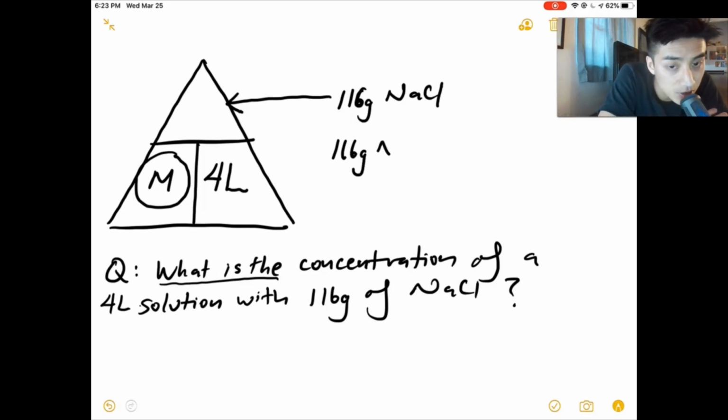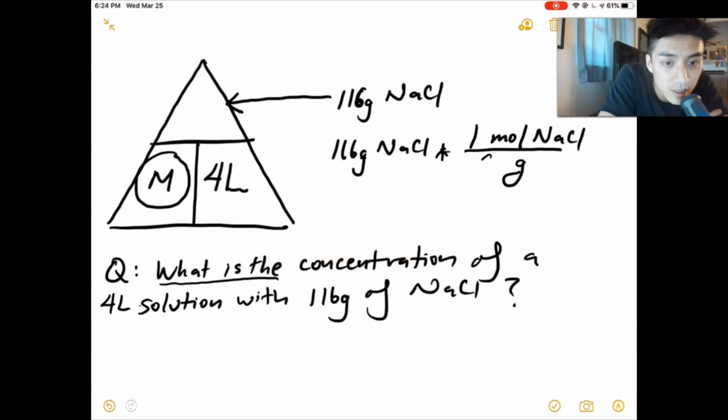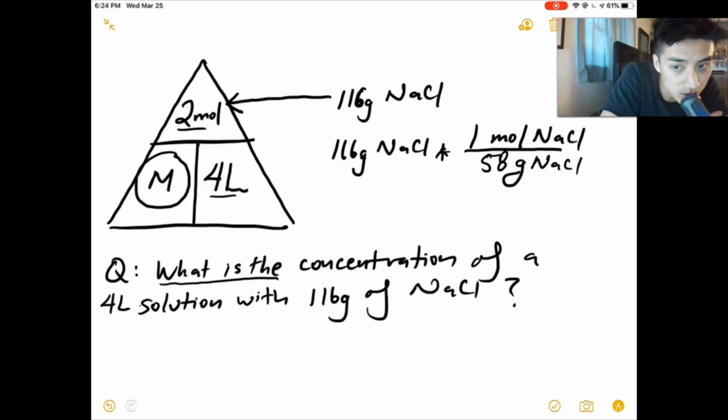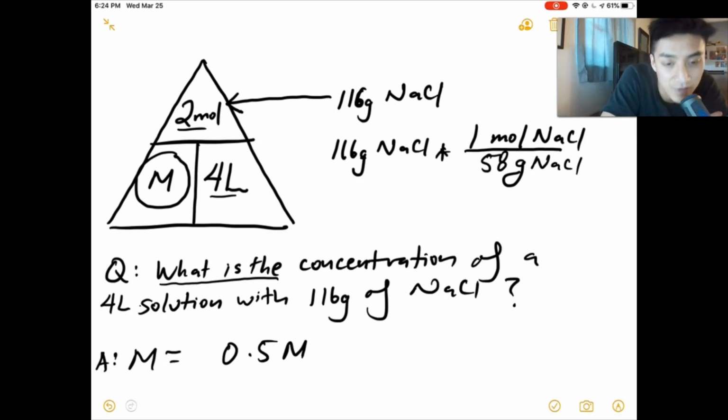So at this point, I just go 116 grams of salt. And now I'm doing the reverse. I just need to go from grams into moles. So I go times, draw a line, make sure grams is on the bottom this time. And 1 mole of salt is how heavy? 58 grams. So here I just go 116 divided by 58 and I get 2 moles on top. So that completes the triangle. What's 2 divided by 4? So the concentration here, the answer is molarity is 0.5. Big M, 0.5 molar, because 2 divided by 4 is half, or 0.5.